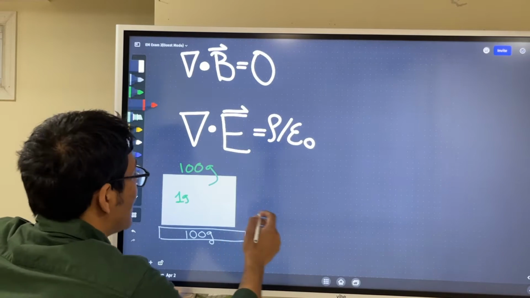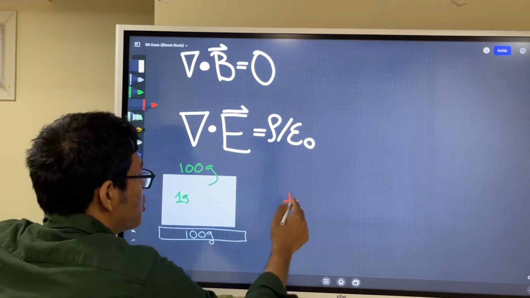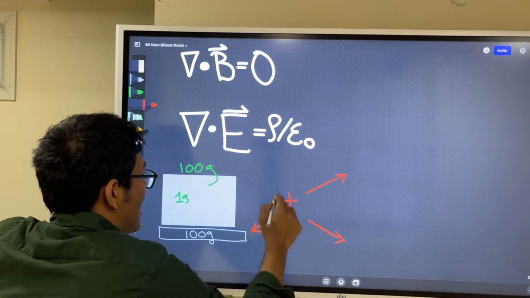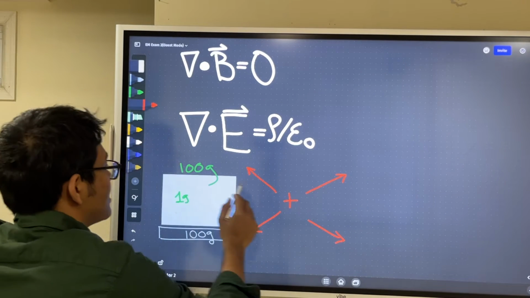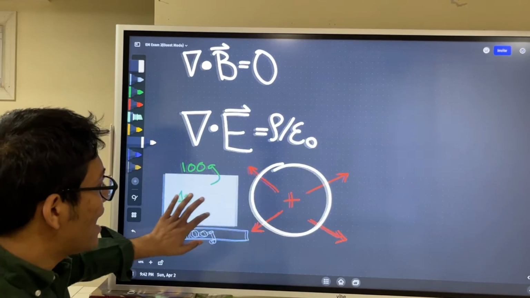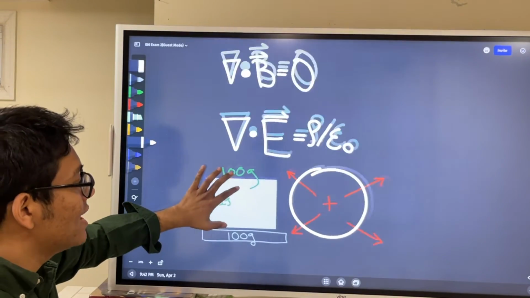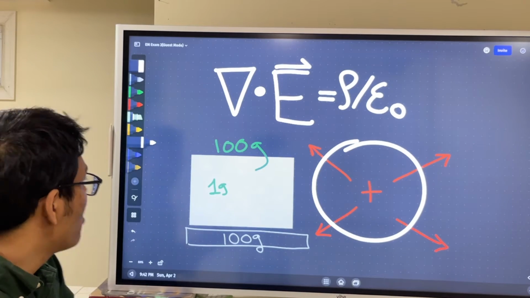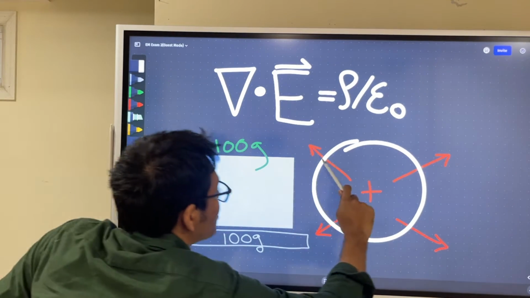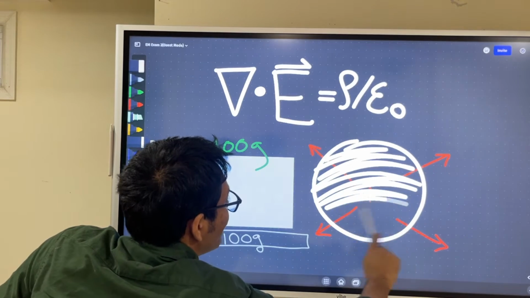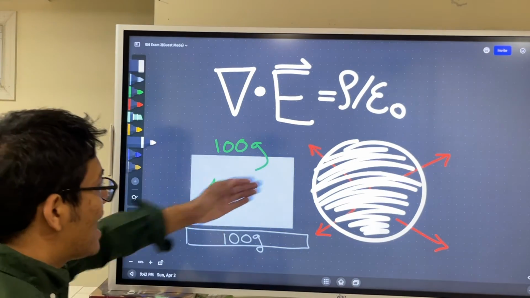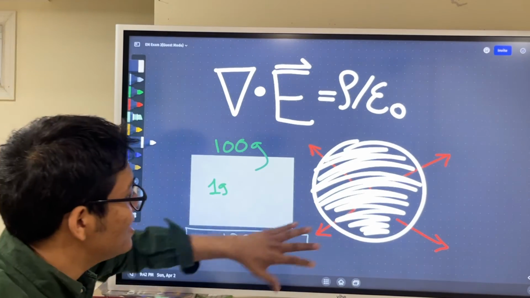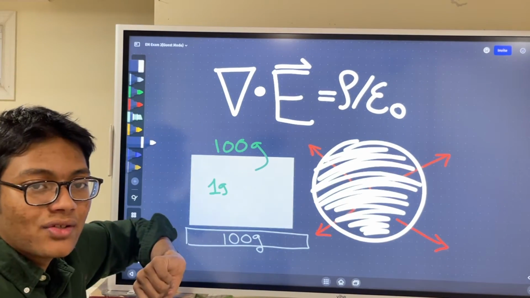If I have, for example, a plus charge that has electric field lines radially outwards, and I have a circular surface, something like this, then I don't have to open up the surface and ask how many positive or how many negative charges I have. Even if the surface is opaque, even if I don't know what's inside the surface, I can just say, you have electric field lines that are going out, so that means there's a net positive charge inside your surface.